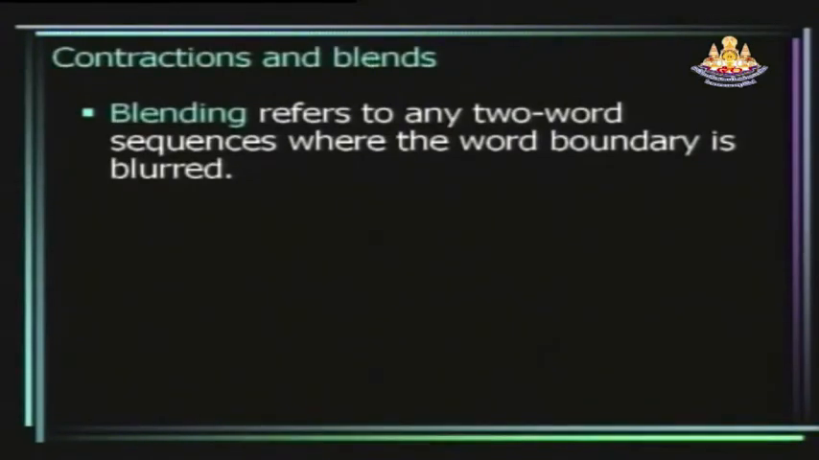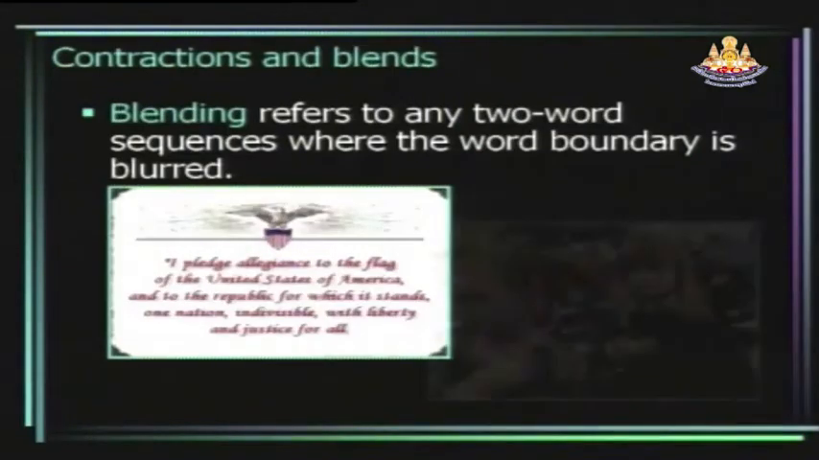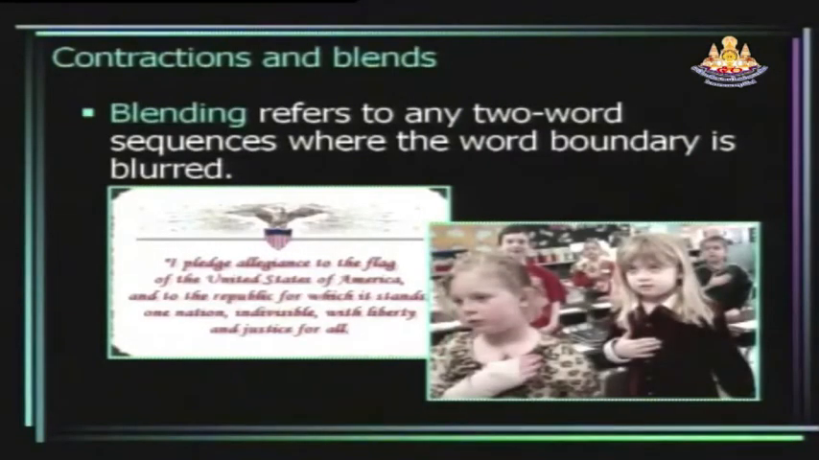This is another example from my childhood. Blending, basically any 2 words that get blurred or blended together, where the word boundary is no longer clear. Remember I told you the example of what do you want? It sounds like one word. It's really 4 words. What do you want? But when we say it, it becomes one word.